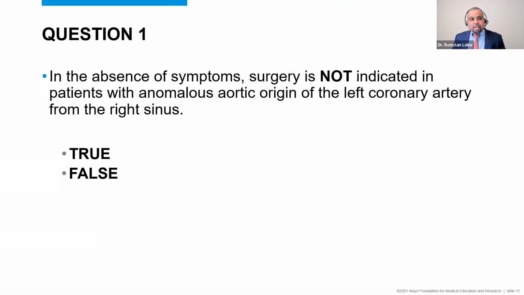So question 1. In the absence of symptoms, surgery is not indicated in patients with anomalous aortic origin of the left coronary artery from the right sinus. Is this true or is this false? So I'm going to launch the questionnaire right here. Please go ahead and answer them.